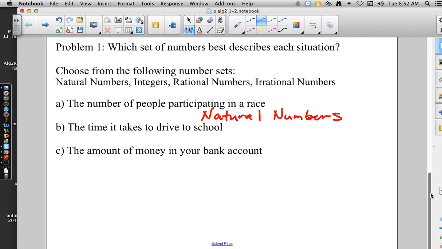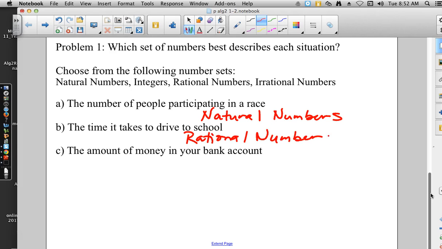B says the time it takes to drive to school. So at first you might think natural numbers, but then you remember, hey, wait a minute. I can drive for a half an hour. I can drive for a quarter of an hour. That means I'm going to have some fractions going on here. So these would be the rational numbers.